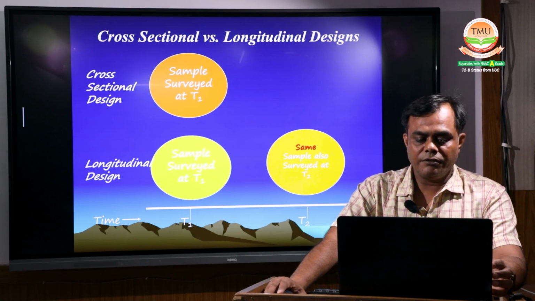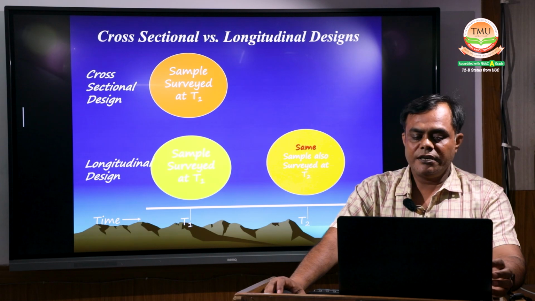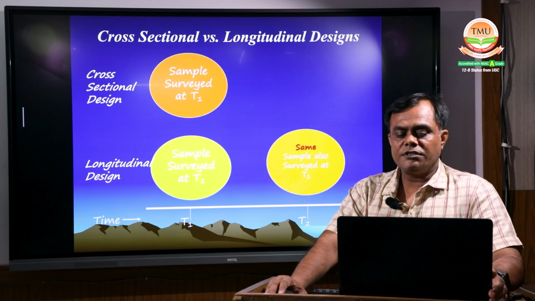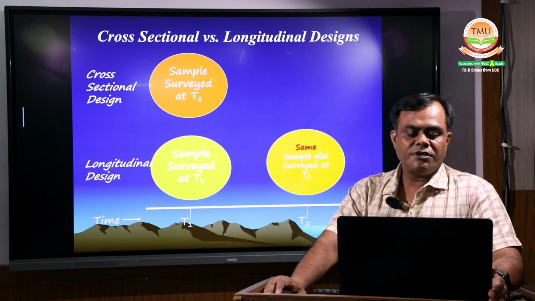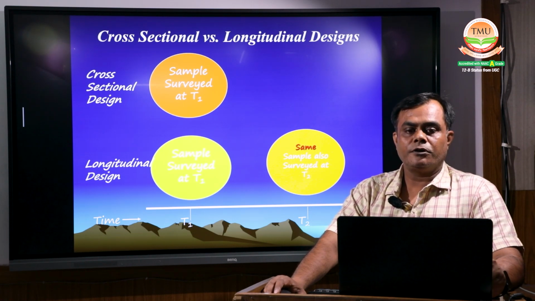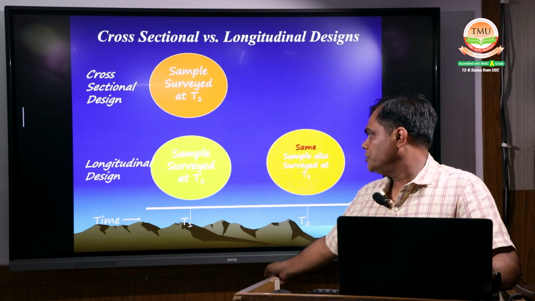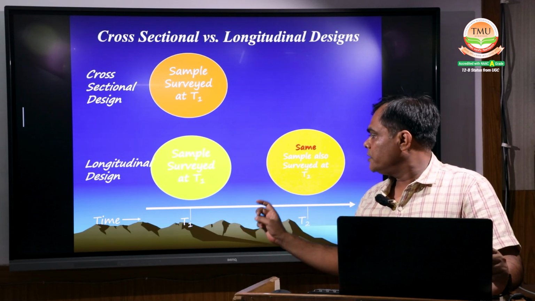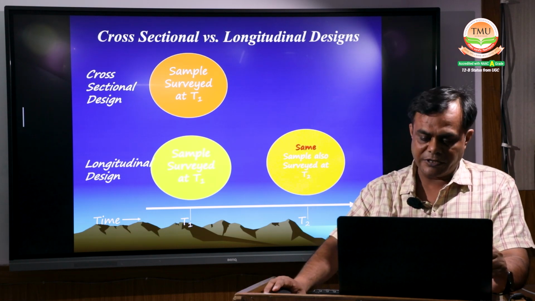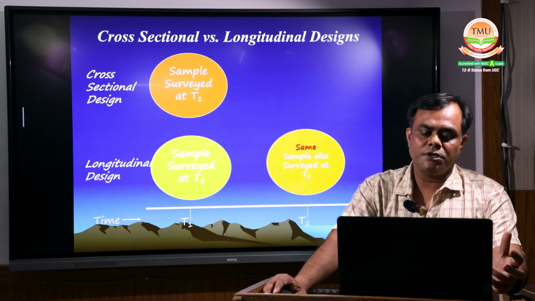Here are the certain key features we already went through in cross-sectional analysis. Next is the longitudinal design. It is a research design that involves repeated observation and measurement. In a longitudinal design, repeated observation and measurement are used. Here T1 and T2 mean the same sample surveyed at two times. That is the repetitive observation, and on that repetitive observation we try to gather the information.